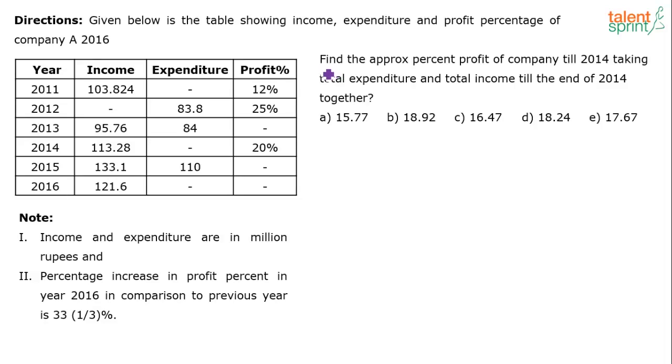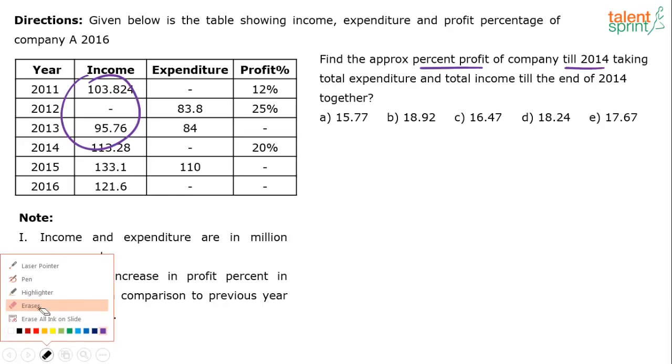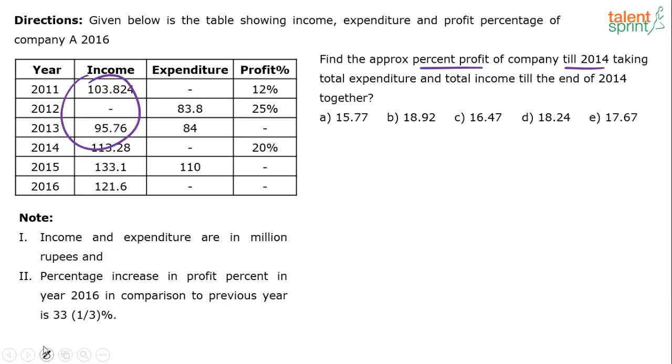Here we go. So the question now is, find the approximate percentage profit of the company till 2014, taking total expenditure and total income till the end of 2014 together. Okay, that's interesting. This time we have to work on percentage profit till 2014, taking total expenditure and total income till the end of 2014 together. So basically total income till 2014 and total expenditure till 2014.